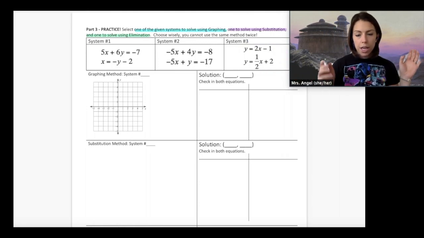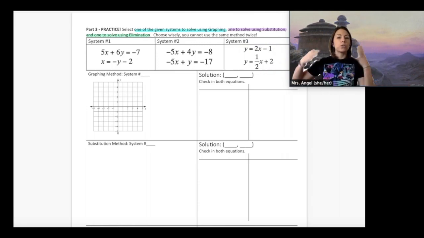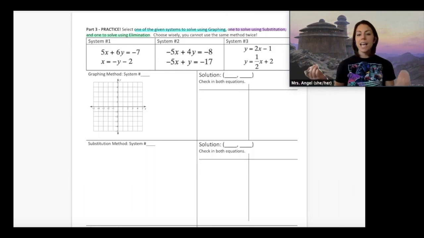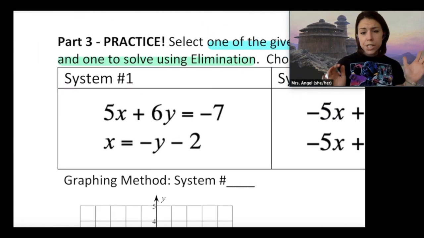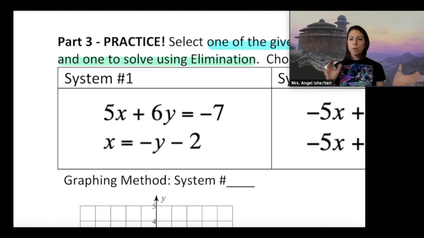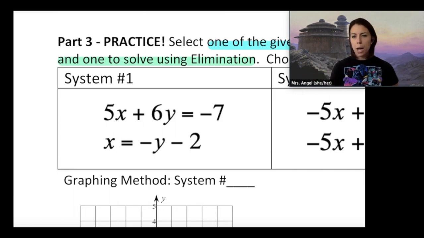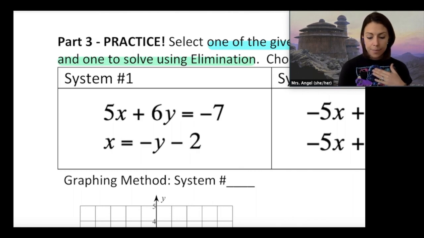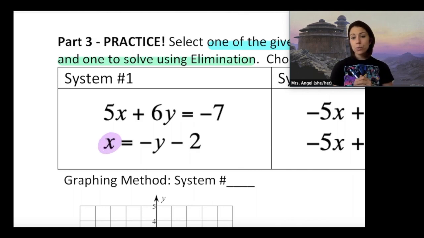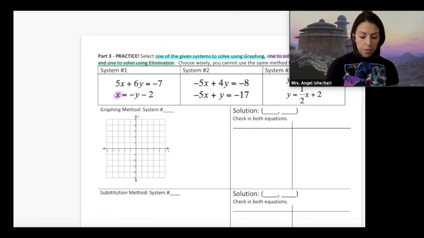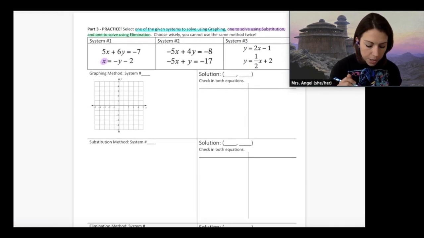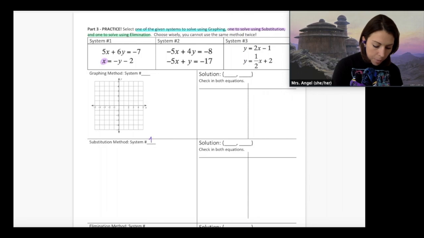So I'm really looking for those patterns, those rules, those indicators for what works best. So let's start with system 1. What do you see in system 1 that would make you choose a particular method? What method would we use here for system 1? I see an isolated variable x, which leads me to believe that system 1 would be best for the substitution method. So that means it looks like we're going to be using substitution for system number 1.